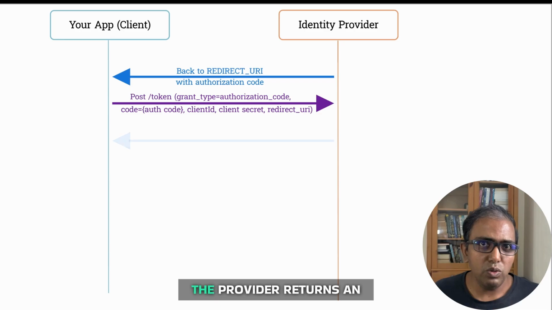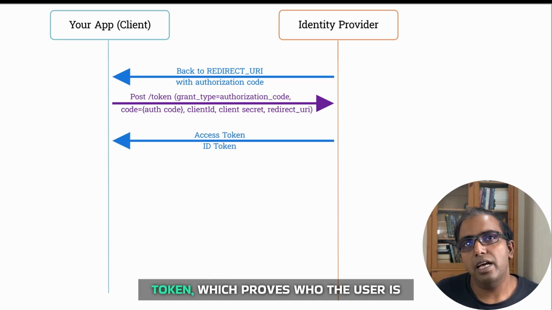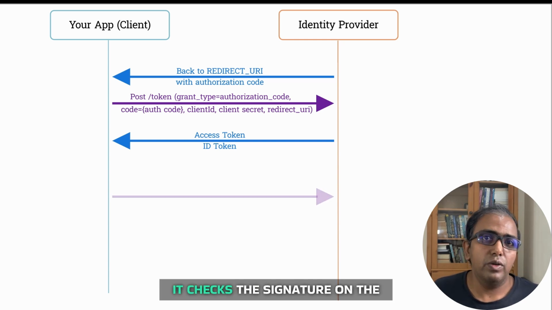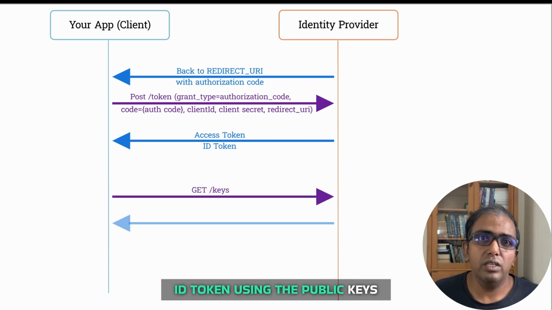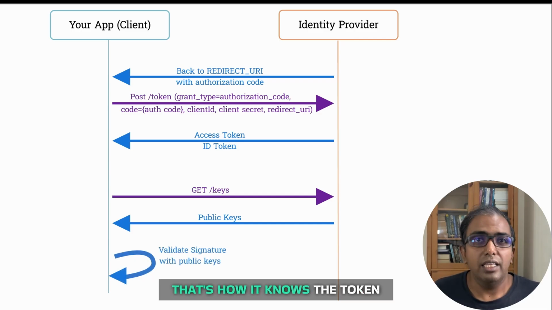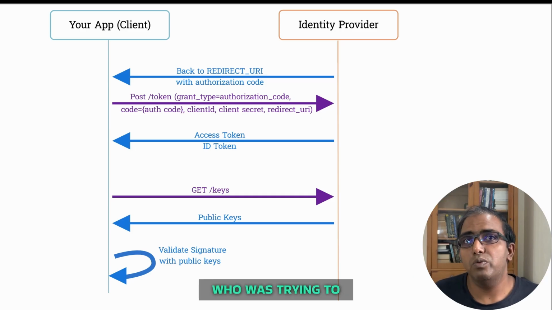If everything checks out, the provider returns an access token, so your app can call the APIs, and an ID token, which proves who the user is. Your backend validates this ID token. It checks the signature on the ID token using the public keys it downloaded from the JWKS URI. That's how it knows the token really came from the IDP and not from someone who was trying to fake it.